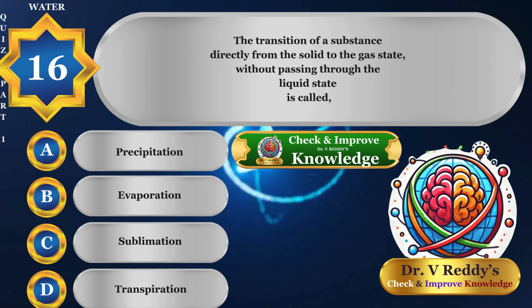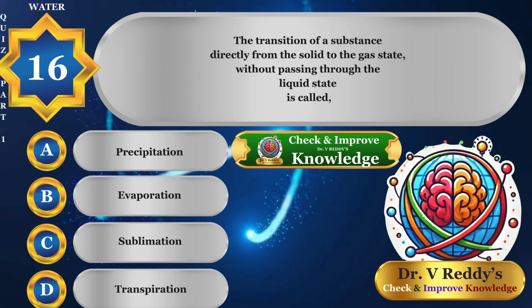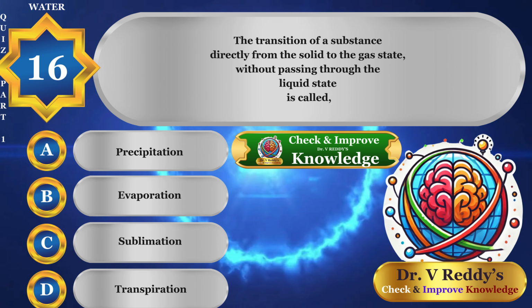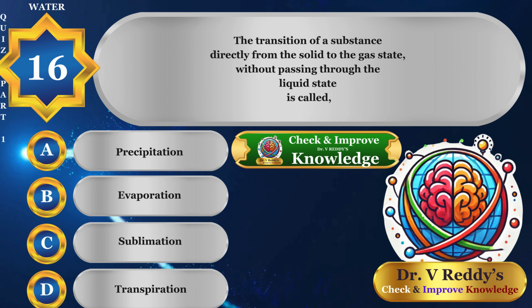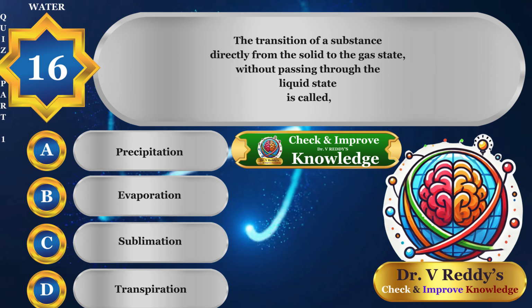16. The transition of a substance directly from the solid to the gas state without passing through the liquid state is called A. Precipitation, B. Evaporation, C. Sublimation, D. Transpiration.